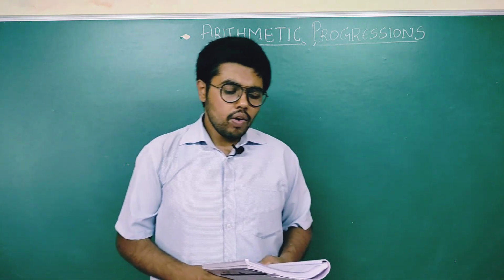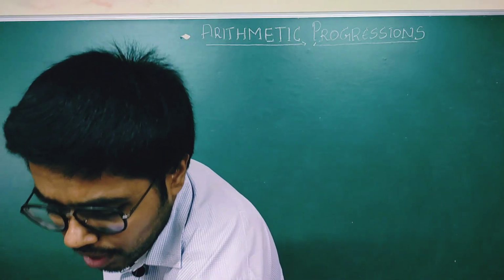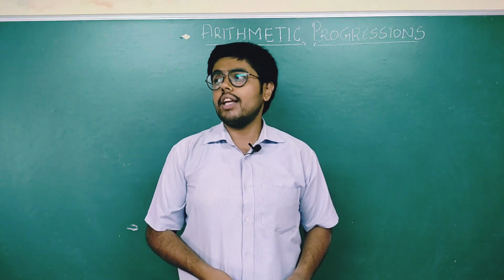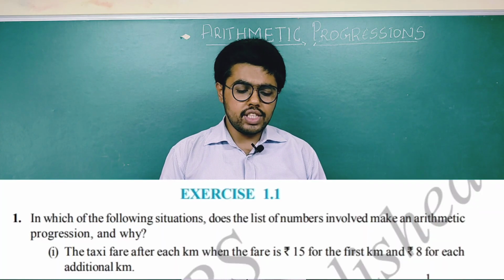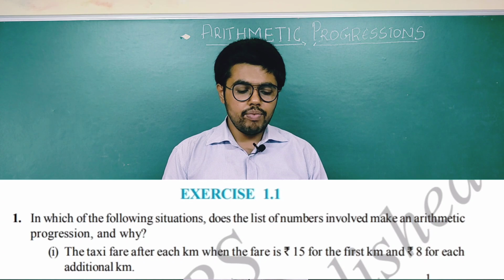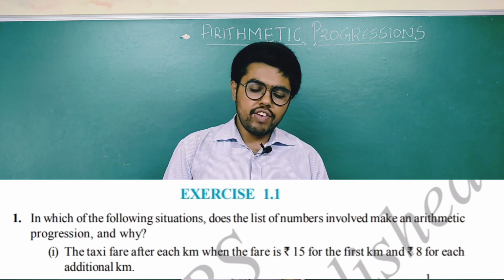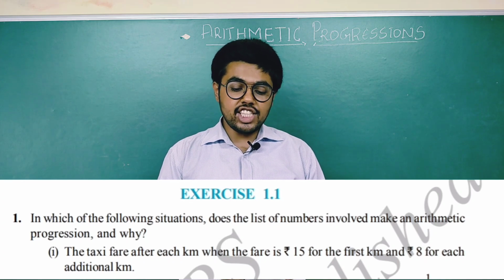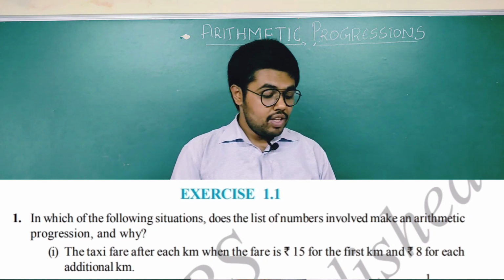In the first question, there are situations given in terms of words. We need to understand the situation and tell whether the situation follows a particular order and forms an arithmetic progression. The first question: in which of the following situations does the list of numbers involved make an arithmetic progression? The first question is on your screen also. The taxi fare after each kilometer, when the fare is 15 rupees for the first kilometer and 8 rupees for each additional kilometer. So is this an AP?